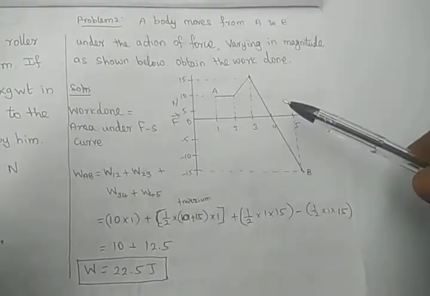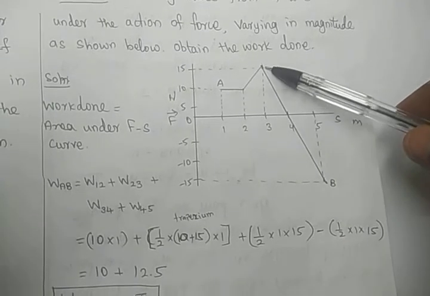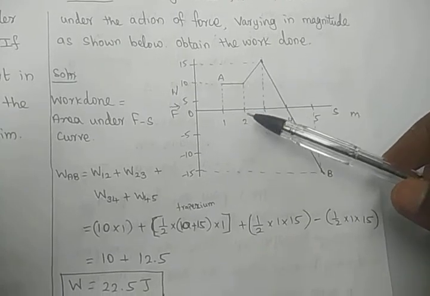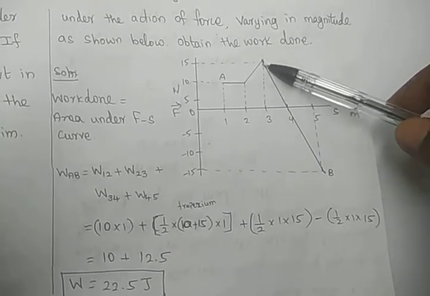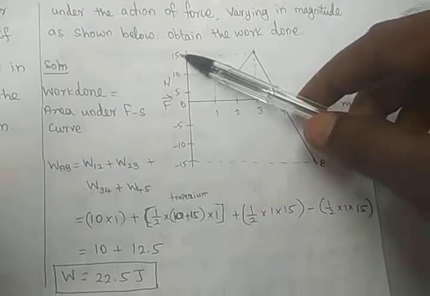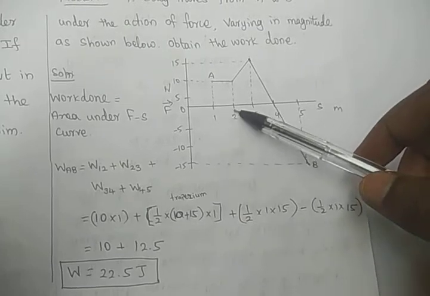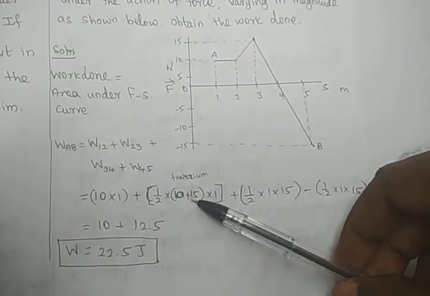So 10 into 1. Now what is this shape? Are you able to guess that? Yes, it is a trapezium. So half into what we have to do? The parallel sides we have to add. This value is 15 and this value is 10. So half into 10 plus 15 into the height, which is 1. That is the area of the trapezium.